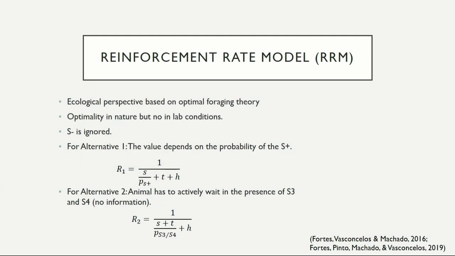The second model that I wanna introduce is the reinforcement rate model. This one comes from an ecological perspective based on optimal foraging theory. Since it comes from ecology, it's gonna say that animals should be behaving in an optimal way. But this optimality is in nature and not in lab conditions. So it could be that what we're observing here is just a trick because the lab is a different environment.